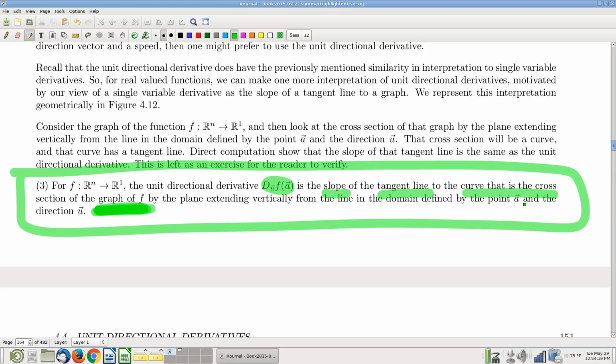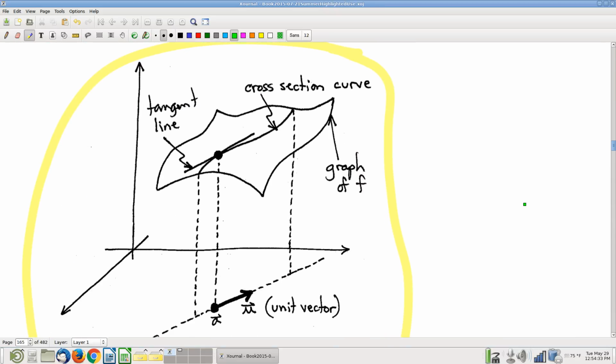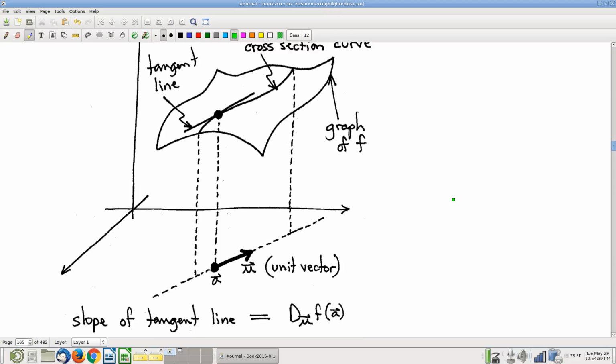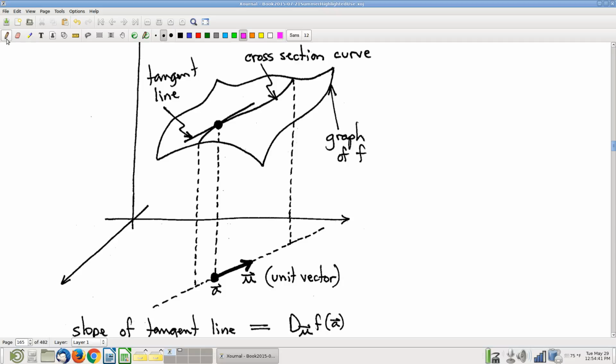Thinking back to single variable calculus, again, everybody's knee-jerk favorite point of view on derivatives. Well, that's the slope of the graph. Well, unit directional derivatives are the slope of the graph in the certain direction that's given. So let's look at this picture. Here's a picture. What I'm drawing is a picture of a function. We're looking at a function f from R2 to R1.